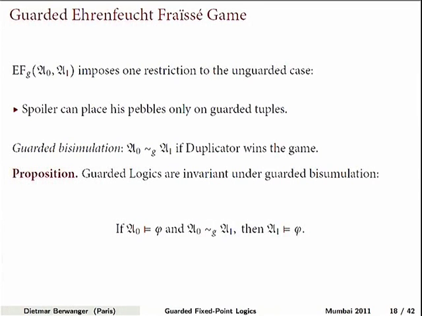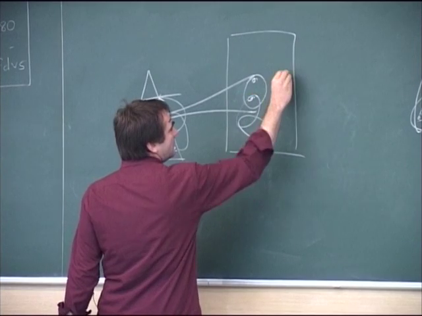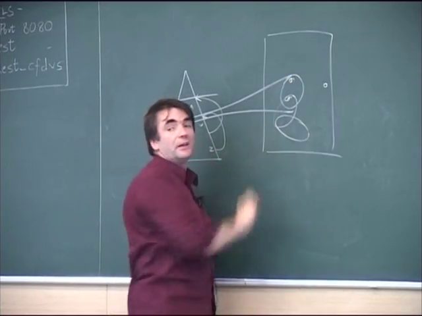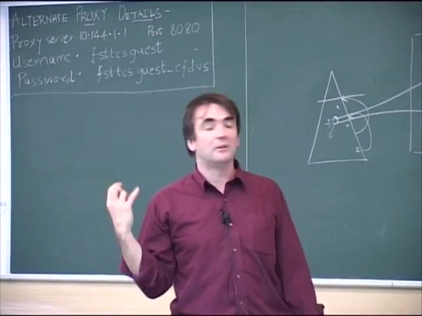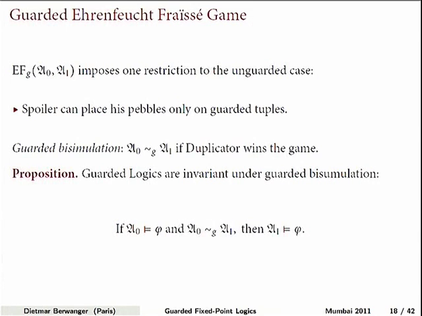The easiest way to think of it is as an Ehrenfeucht-Fraïssé game. It goes just like the first-order Ehrenfeucht-Fraïssé game. The only thing is that the spoiler is restricted to put his pebbles on guarded tuples. So he cannot put his third tuple in a position that is not connected to the other two. So he always has to live on islands. Since the spoiler has this restriction, the duplicator must, of course, also stay on guarded tuples.